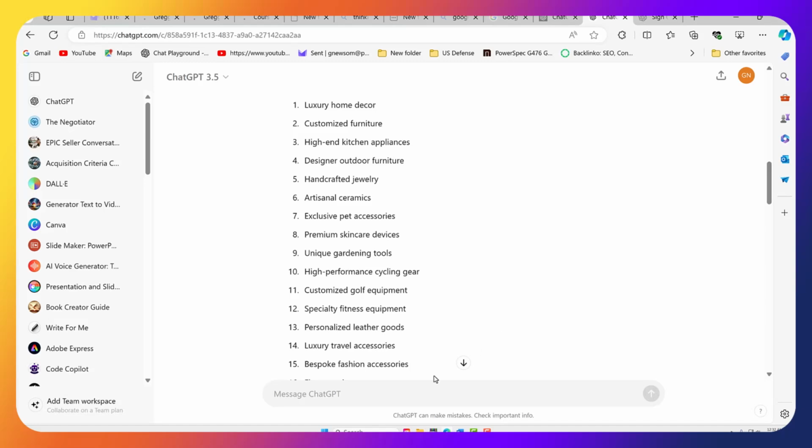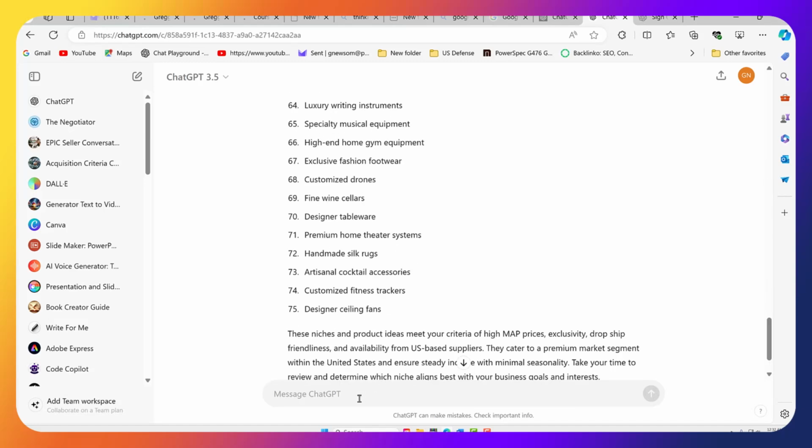I'm going to tell it now to give me some examples, if you would please. So let's see what we get when I say, can you please expand on this and suggest products within these niches? Thanks. Okay, let's see if it does what it does on this. But out of these here, just in general, this is pretty good.